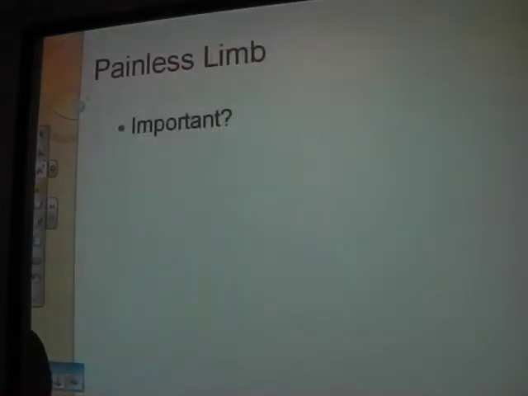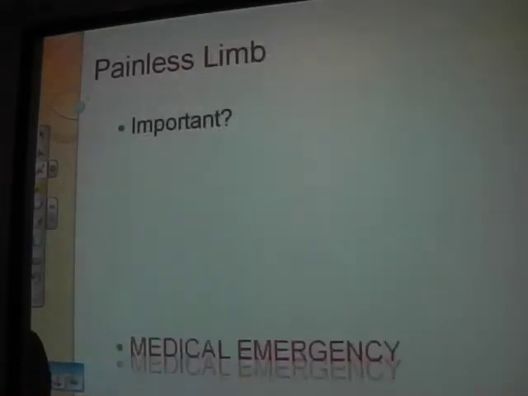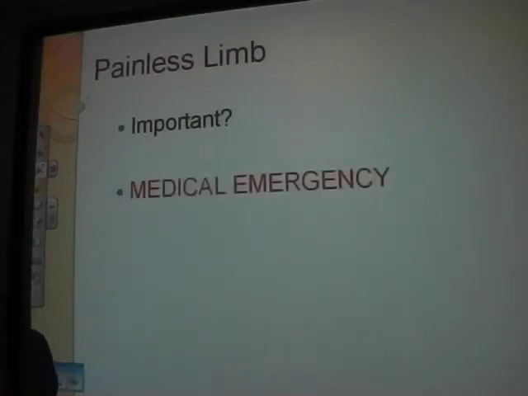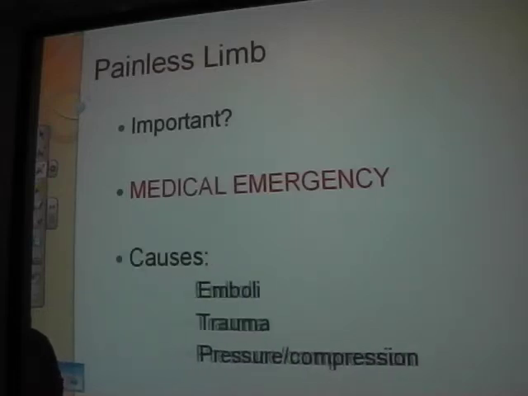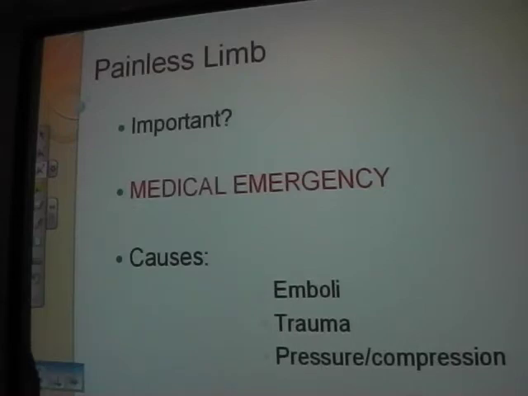Is it important? Yes. Why? Because it's a medical emergency. So if you do get, obviously, a painless limb due to a clot that's fallen off from an aortic aneurysm, then there's a likely chance that you can get loss of that limb if it's not treated quite quickly. So the causes are emboli, trauma, and we said actually compression. I forgot about that.